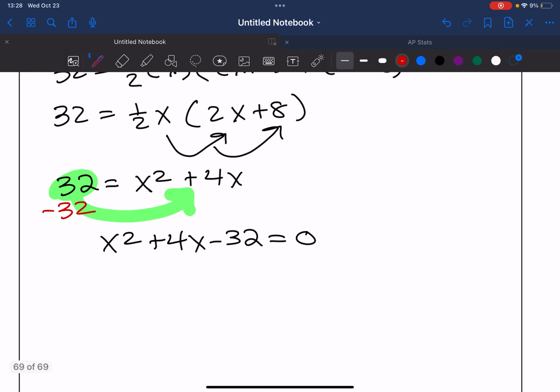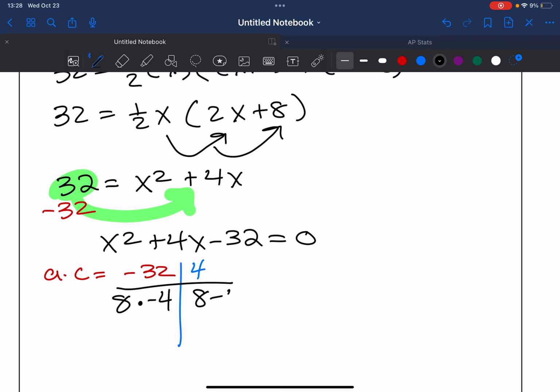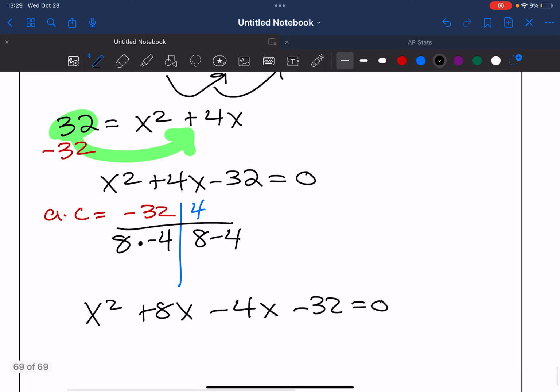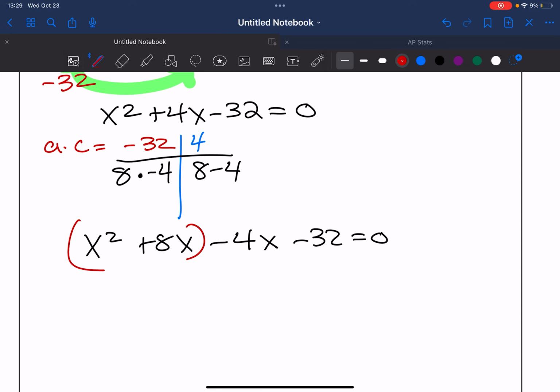And then I do my a times c method, which gives me negative 32. And then I have to add that to b, which is 4. So I need two numbers that multiply to negative 32 but add to 4. And those numbers are positive 8 and negative 4. So I would rewrite this as x squared plus 8x minus 4x minus 32 equals 0. I would separate my first two terms with my last two terms.